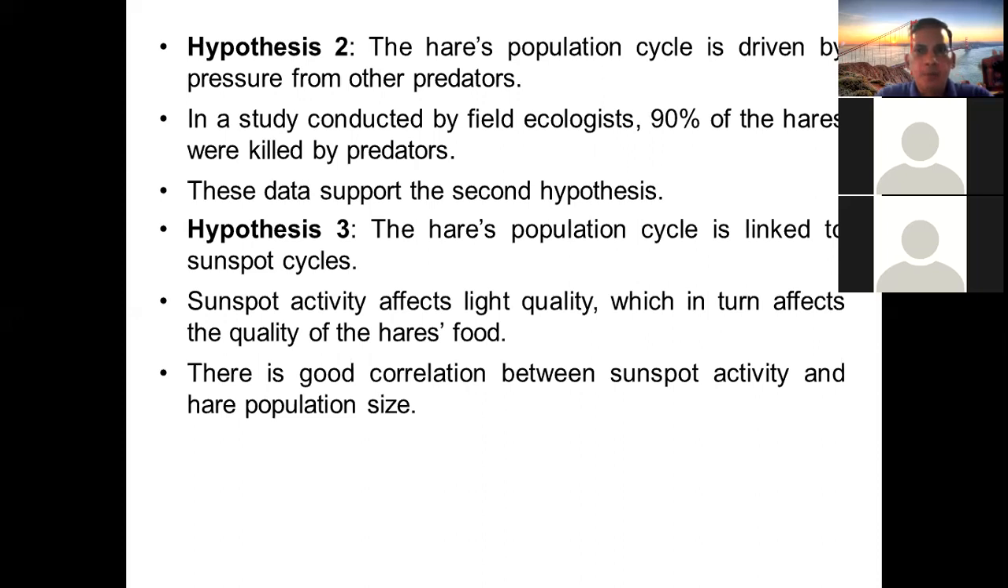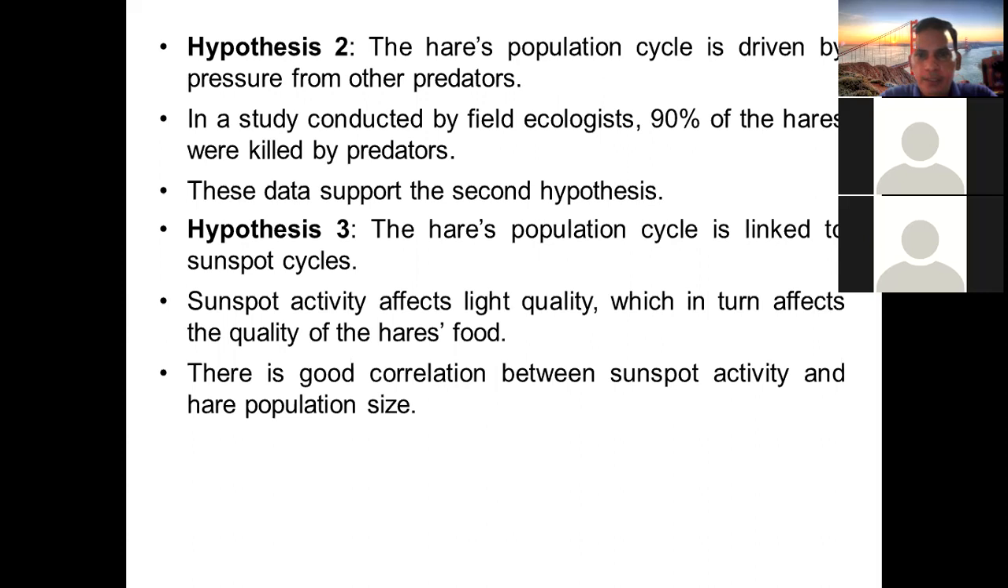Now comes hypothesis 3. The hare's population cycle is linked to the sunspot cycles. The sunspot cycle means the availability of sunlight. Sunspot activity affects light quality, which in turn affects the quality of the hare's food. So if the weather is really cloudy and dark for a few days, the food will not be that good for the hare. The availability will be less and the quality of the food will be poor.